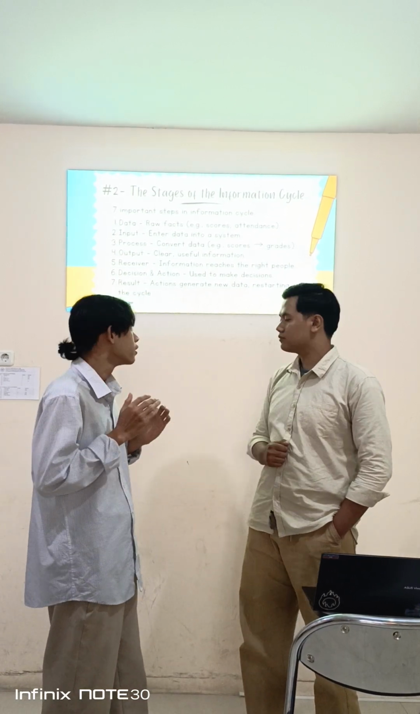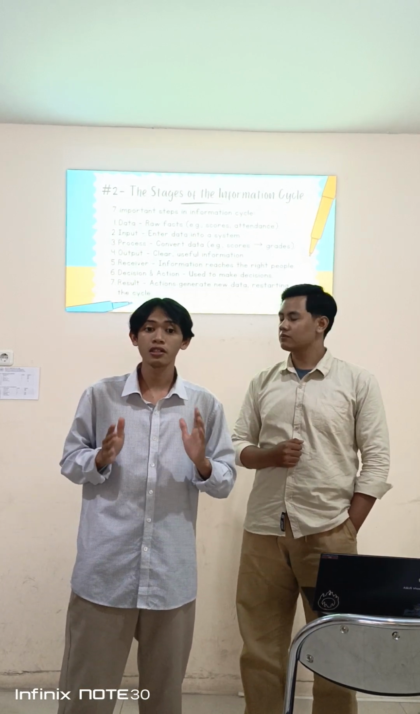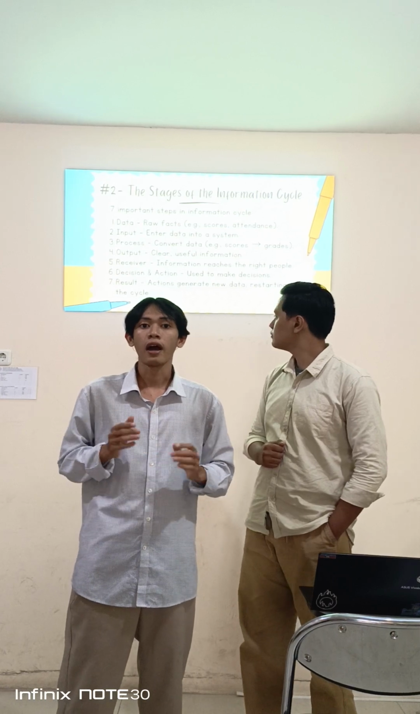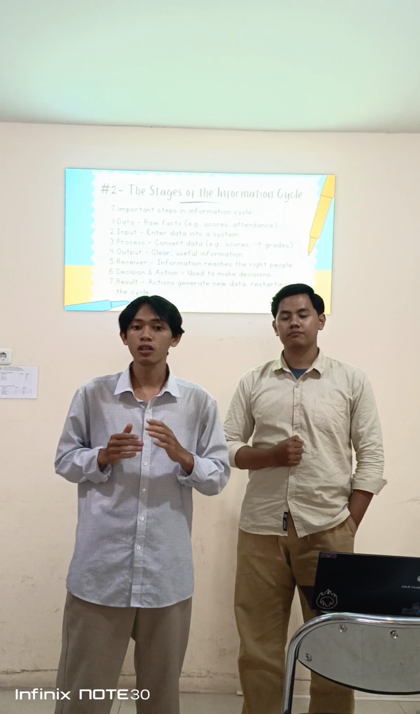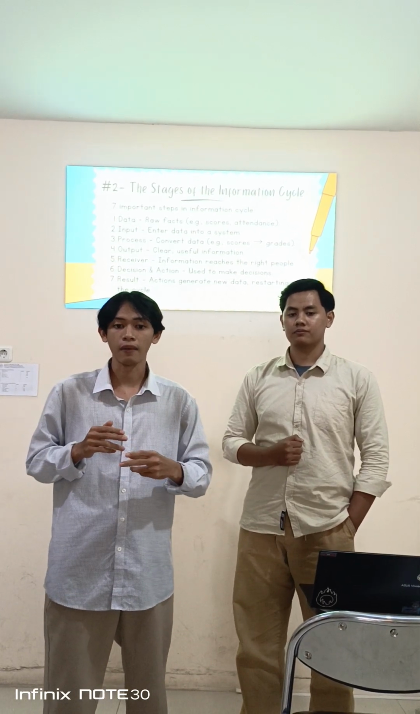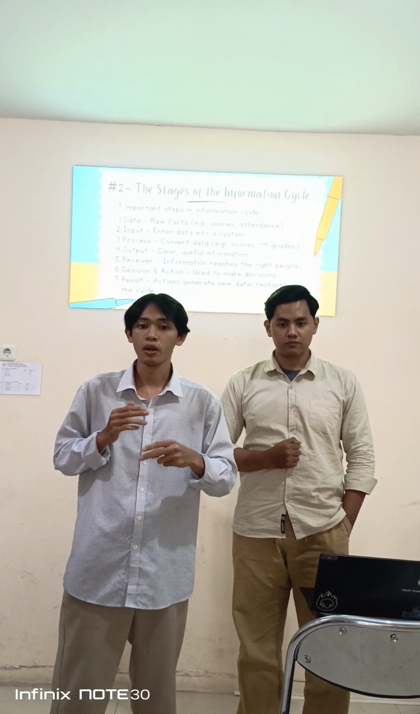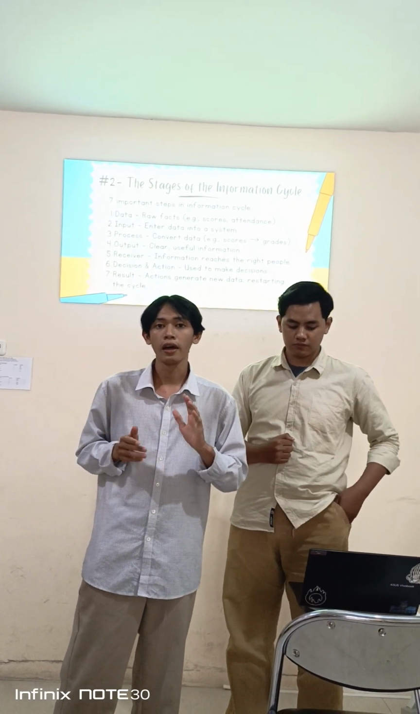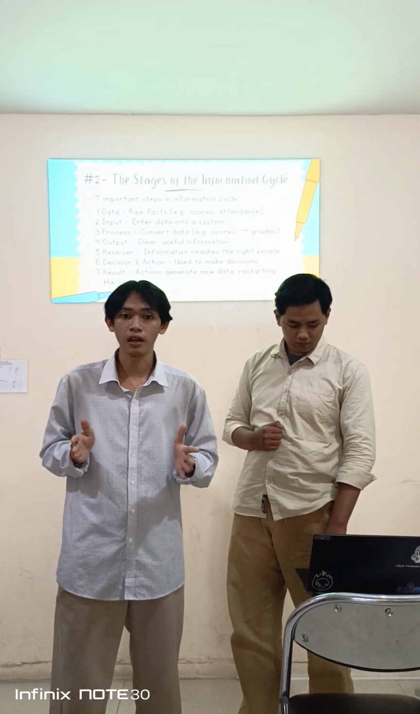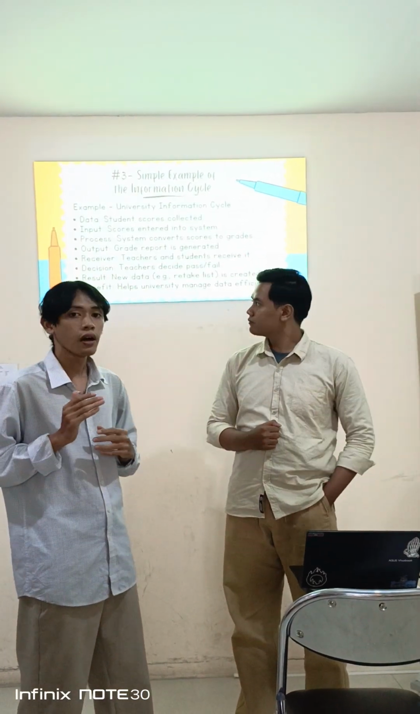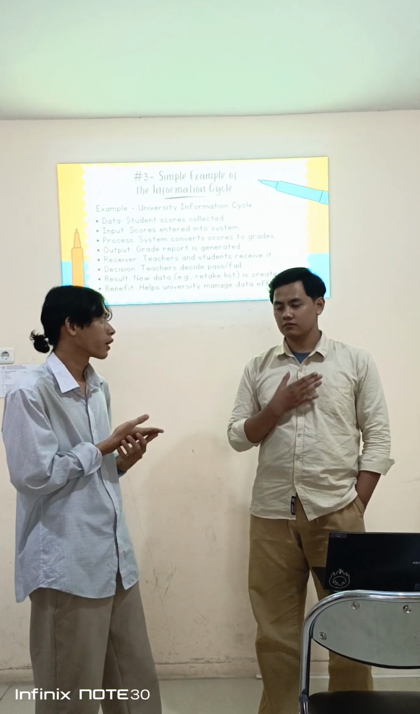And the sixth one is decision and action. They use the information to make decisions and take action. And the last is the result of action. The actions create new data that starts the cycle again. So that's the 7 important steps. These cycles keep repeating to make sure information is always updated and useful. So that's the steps of the information cycle. For the next material, my friend will explain it.